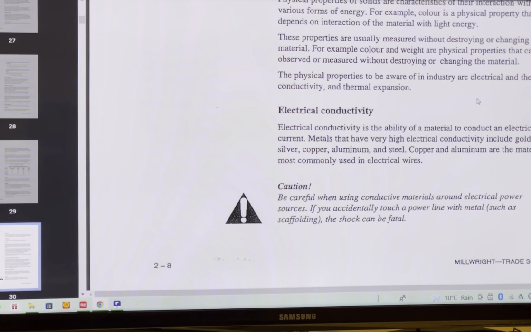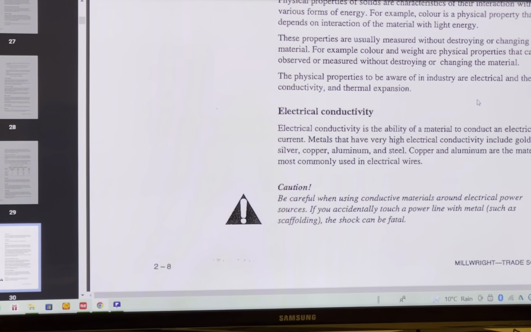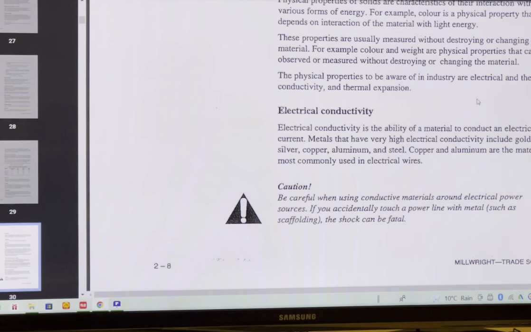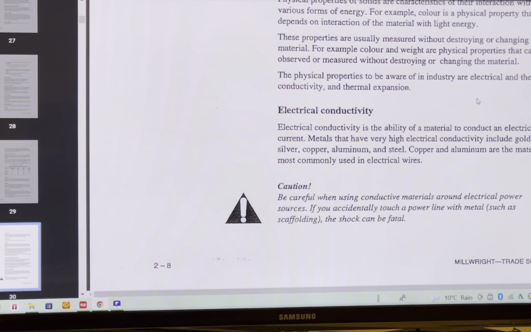Copper and aluminum are the materials most commonly used in electrical wires. But gold wire and silver wire are used for aircraft and tanks. A lot of military weapons are expensive because they use a lot of expensive metal, for example gold and silver, because the electrical conductivity of gold and silver is better than copper, aluminum, and steel.